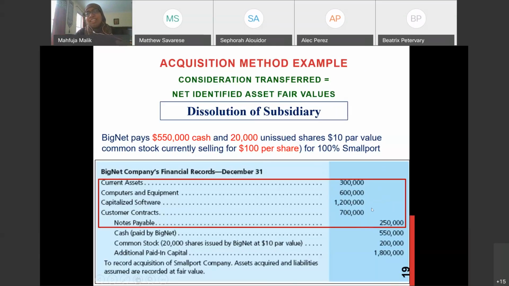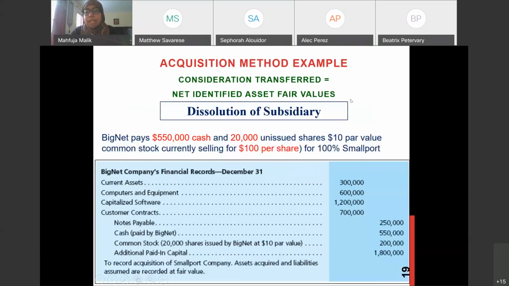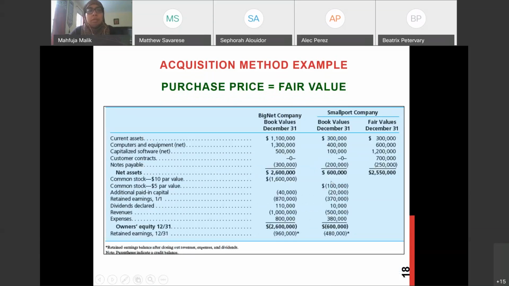Sheila, these are actually fair value. I'm glad that you answered the question, but if you go back, look at that. If you see small port's values, let me take one example. This one. Look here. Capitalized software book value is only 100,000, but fair value is 1.2 million.